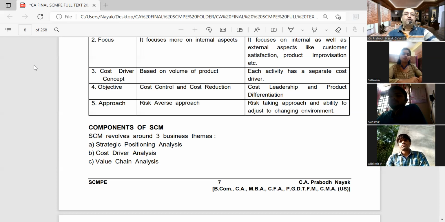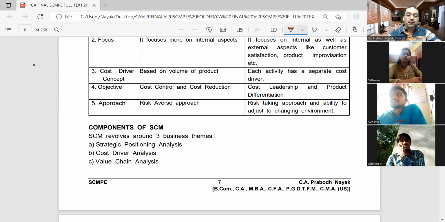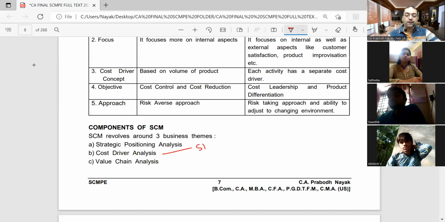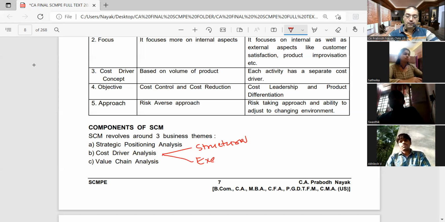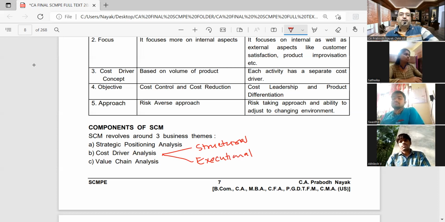There are 2 types of cost drivers: structural cost drivers and executional cost drivers. Structural cost drivers. Structure of what? Structure of the organization. So when you're studying now, study with that idea in mind. Structural cost driver. Structure of what? Structure of the organization.